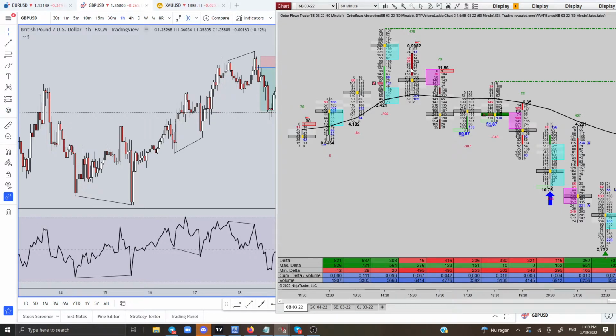And then you see these buyers are trapped here again. See here, buyers trapped, these buyers are trapped. Almost 300 and above contracts are trapped here, those buyings.